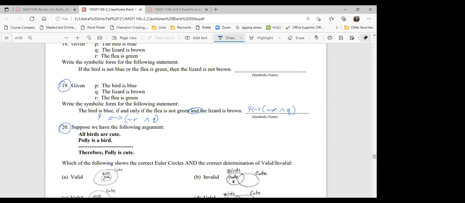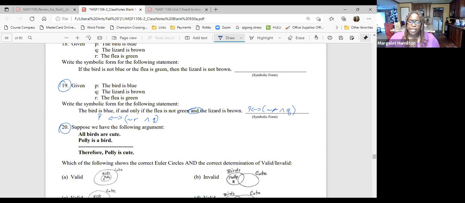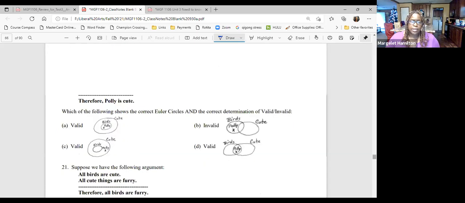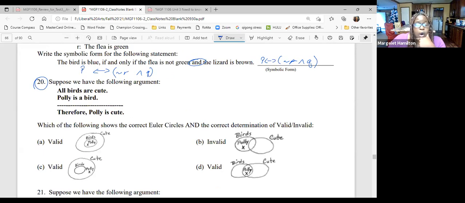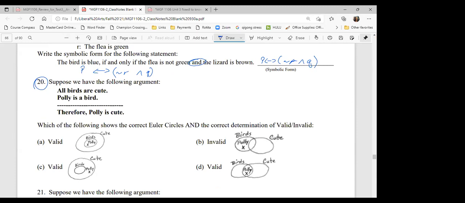Okay. Now, let's look at validity using our quantified statements. There it is. Look at these multiple choice selections. Now, these are some hand-drawn things, but of course, on the test, they'll be a little more deliberate. They use some good drawing there for you. It says, all birds are cute. Polly is a bird. Therefore, Polly is cute. All right. What do we think we need to do?